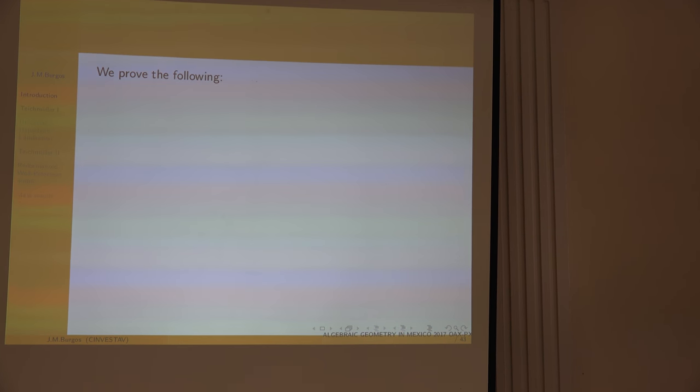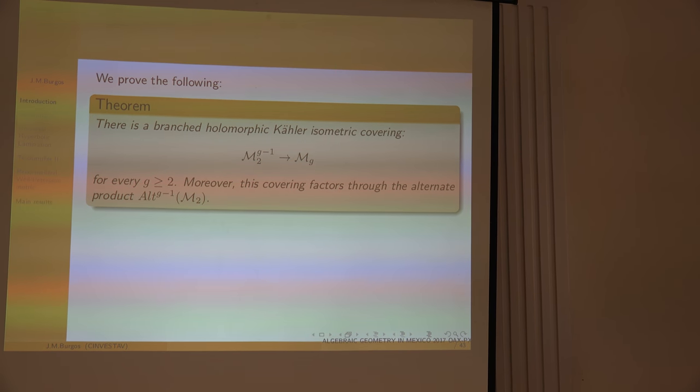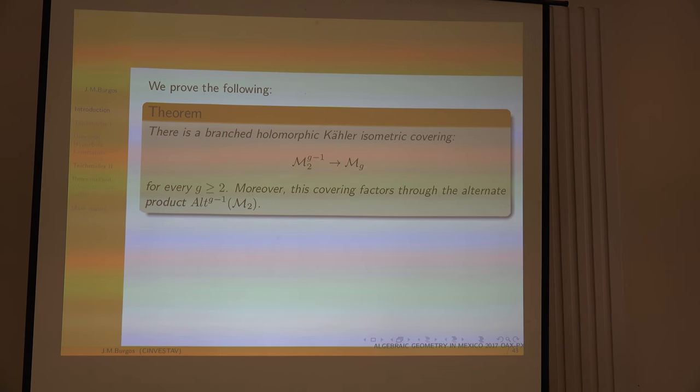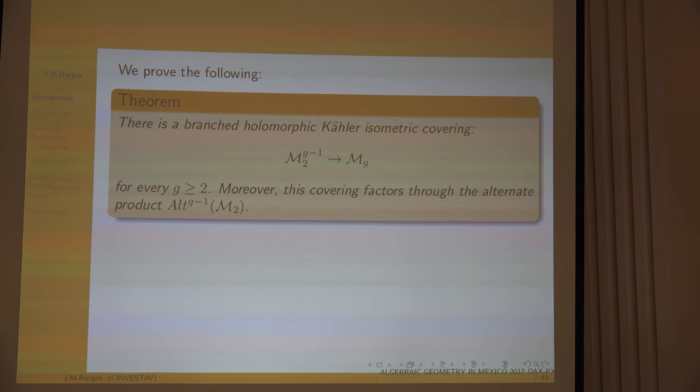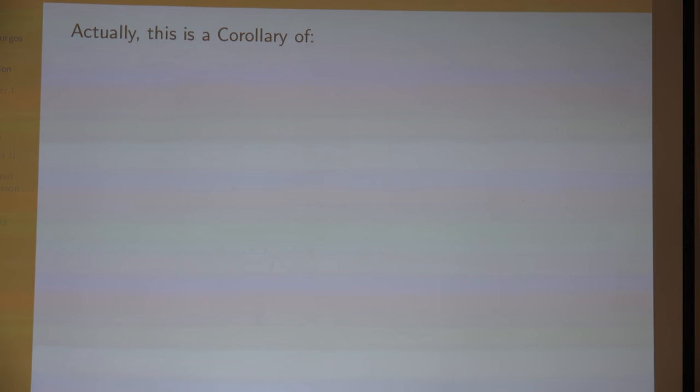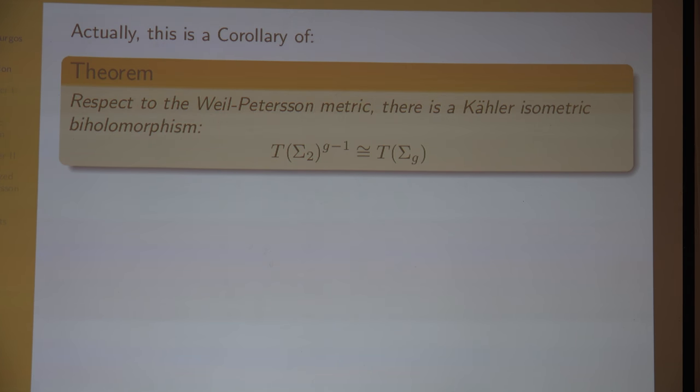So, with this in mind, we prove the following: that there is a branched holomorphic Kähler isometric covering, in the orbifold sense, for every genus greater than or equal to 2, and this covering factors through the product of the moduli of genus 2 compact curves. And actually, this is a corollary of the following result. With respect to the respective Weil-Petersson metrics on the Teichmüller spaces, there is a Kähler isometric biholomorphism between the G minus 1 times copies of the Teichmüller space of genus 2 curves and the Teichmüller space of genus G curves.